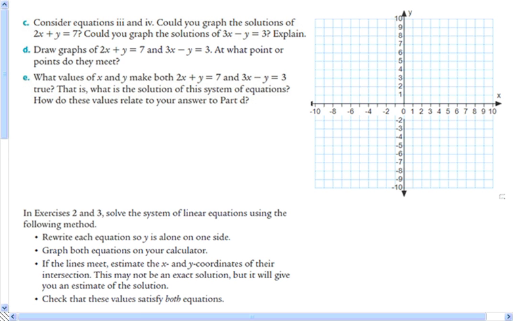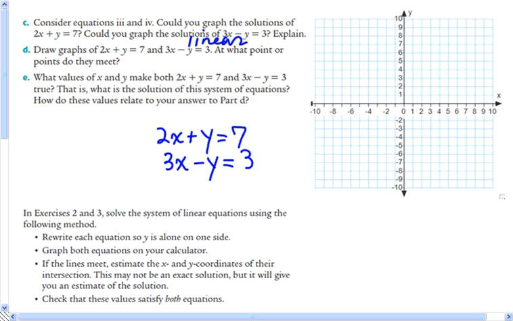All right, so consider the equations 3 and 4. Could you graph the solution? So I'm just going to write that here. Here's equation 3, and here's equation 4. We cannot find all the solutions because there's an infinite number of possibilities of x and y. We can graph those possibilities though, because they're linear. So we can graph a line that represents all of those solutions. So we're going to do that right now.